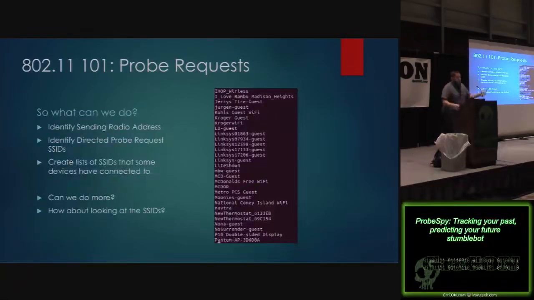We have a list of networks that a given device has attempted to connect to. So it would be useful if we could find a little bit more information about this. Now, if you look at the list here, this is just a sample from a collection that I've done over the past year or so.